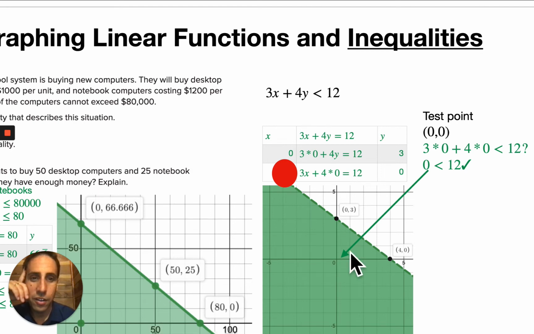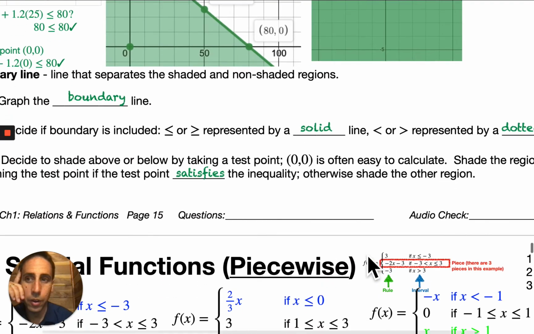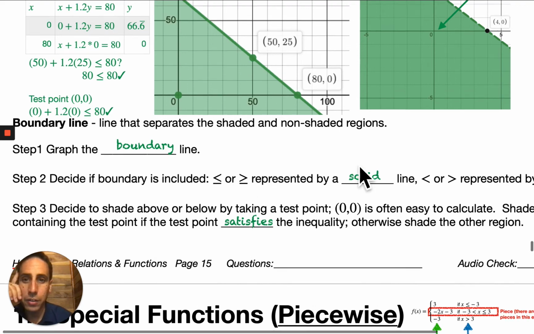So after you find that, each of these rows represents a point you can plot: 0, 3 and 4, 0. So that's step 1. We graph the boundary line. We went equation, table, graph. Then we decide if the boundary is included.